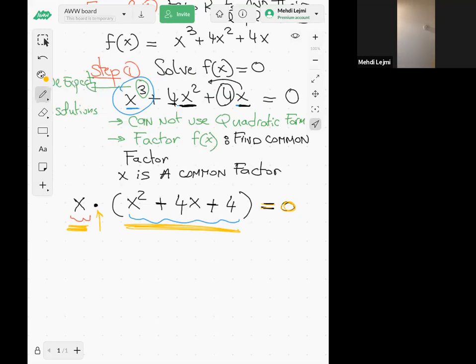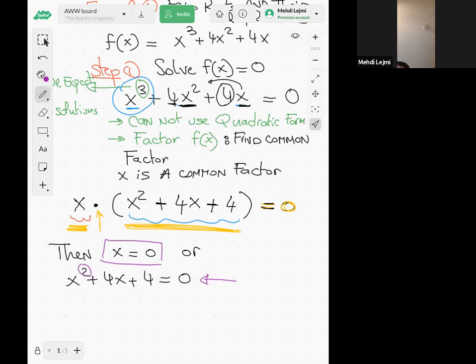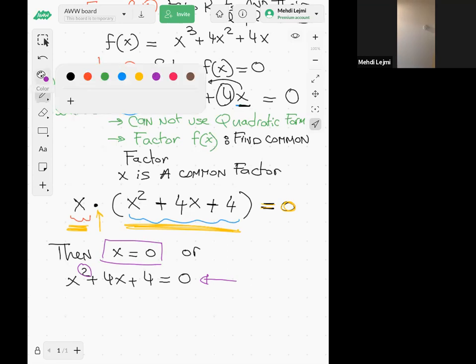So then x is 0, or of course the x squared plus 4x plus 4 is 0. Okay, well, so I got my first solution, right? I got x equal to 0. That's my first solution. Now, what about the x squared plus 4x plus 4 equal to 0? So I have to solve this equation here. Well, it's a quadratic equation, right? The highest power of x is 2, so here I can use my quadratic formula.